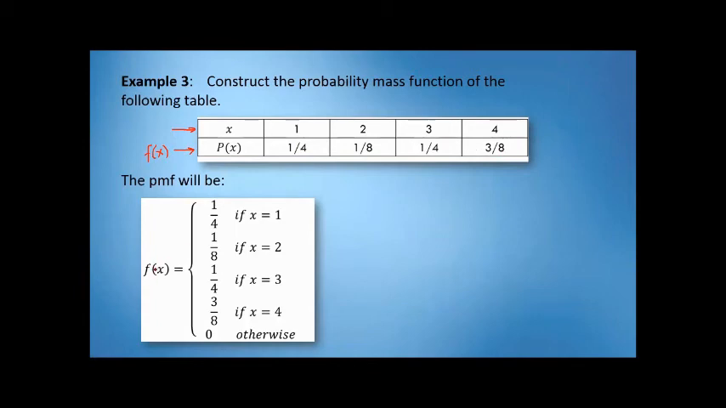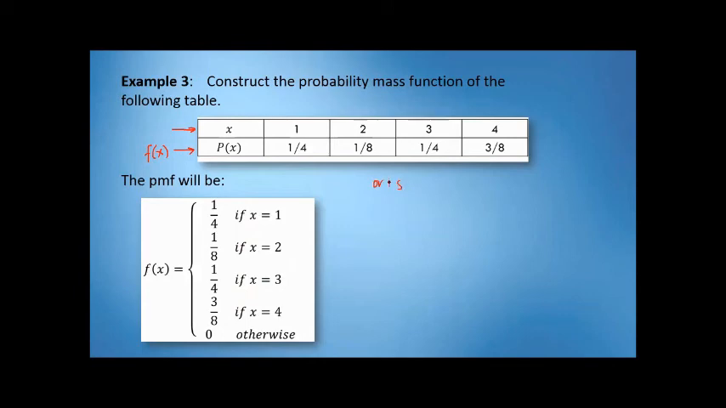So, sulat ulit tayo ng malaking piecewise form. So, f of x is equals to a bracket comprising all probabilities. 1/4 if x is equals to 1, 1/8 if x is equals to 2, 1/4 if x is equals to 3, 3/8 if x is equals to 4, then 0 otherwise. Ibig sabihin, pag hindi siya 1, 2, 3, or 4, ang probability niya 0. So dahil may nakita tayong magkaparehas na probability, pwede natin siyang i-simplify.